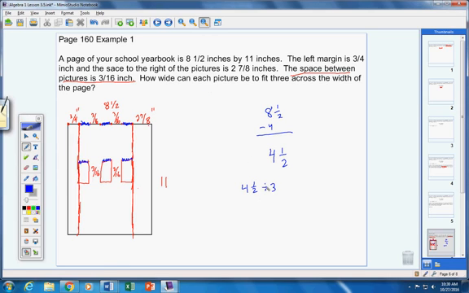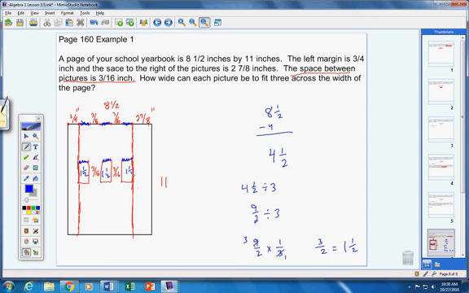So how do I do 4.5 divided by 3? Well, 4.5 is 9 over 2 divided by 3. 9 over 2 divided by 3 is 9 over 2 times, flip this, 1/3. Your 3 would cancel into your 9 3 times. 3 times 1 is 3. 2 times 1 is 2. And 3 over 2 is 1.5. So each picture can be 1.5 inches wide.